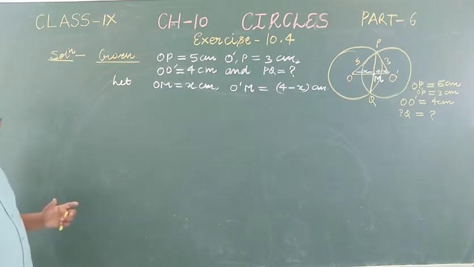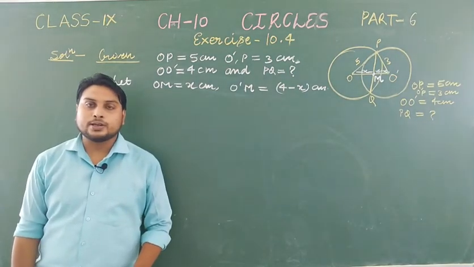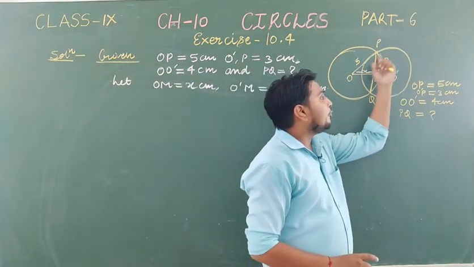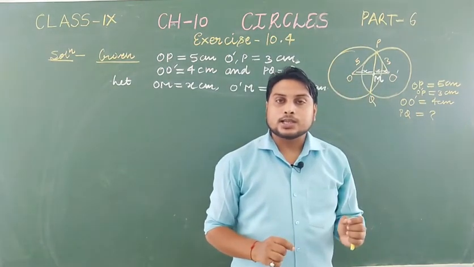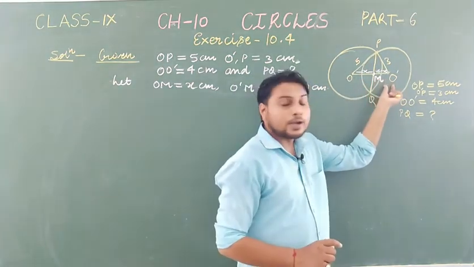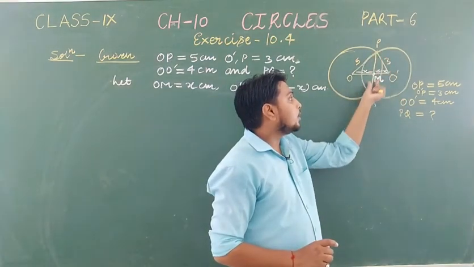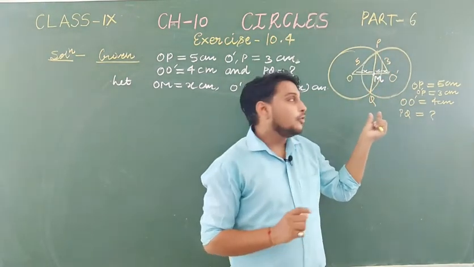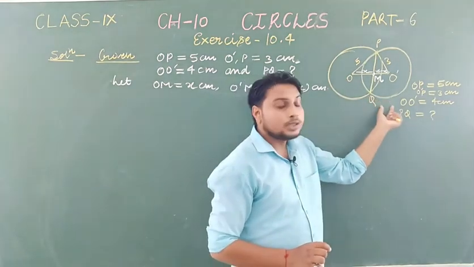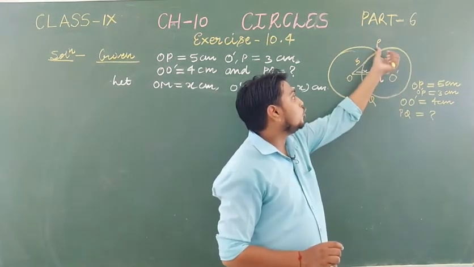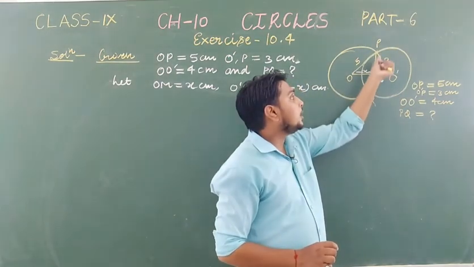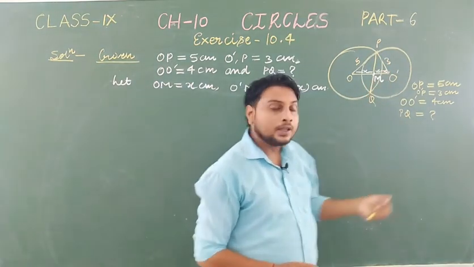Students, in question 3 of exercise 10.3, what did we prove? We proved one result: if 2 circles intersect each other at 2 points, then the line joining the centers will be the perpendicular bisector of the common chord.